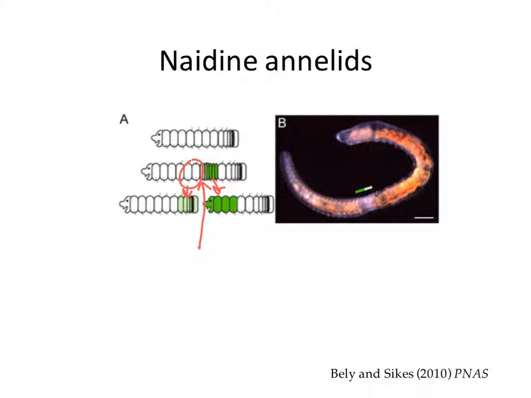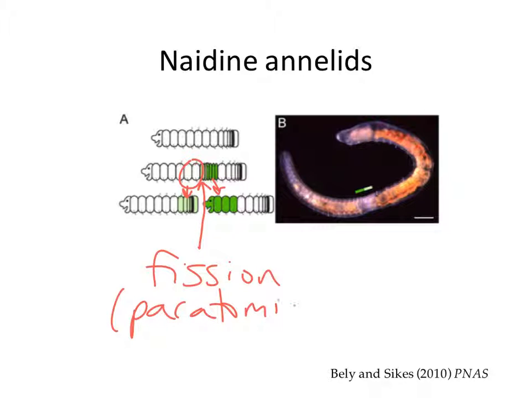So this is a form of fission. This is called paratomic fission: that process of growing new body parts, a new head and a new tail in the middle of your body, and then breaking to reproduce.